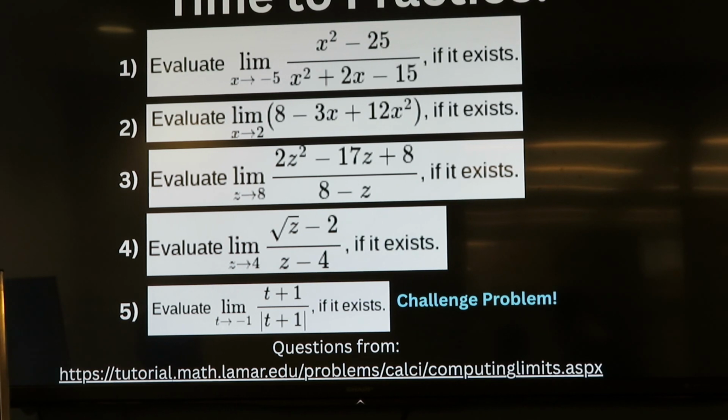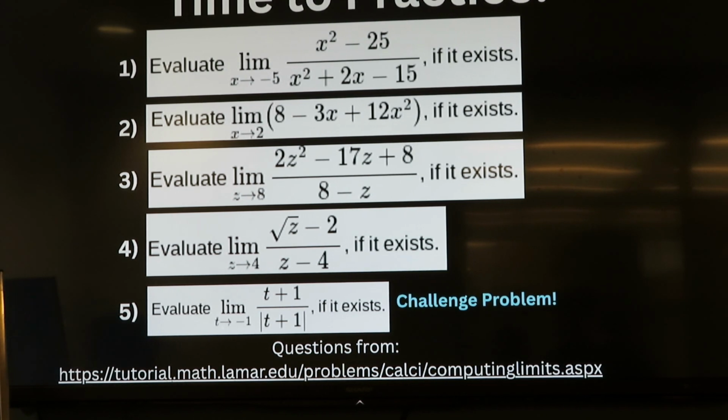Since this is a fraction with no squares or radicals, we have to find a factor to divide the fraction by, which in this case would be x plus 5. So once we simplify, we get the limit as x approaches -5 of x minus 5 over x minus 3, which gives us 5/4. Next, for number 2, this is just a polynomial. Polynomials don't typically have an indeterminate value at any point in x.